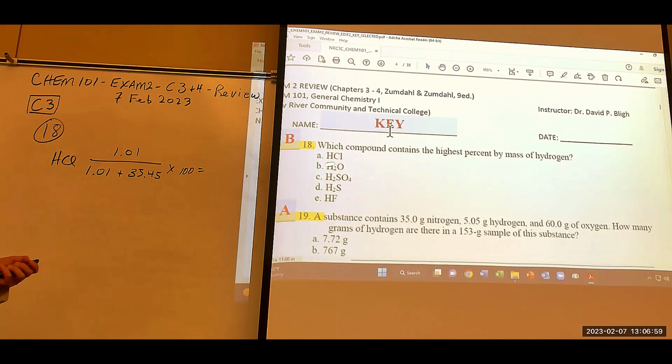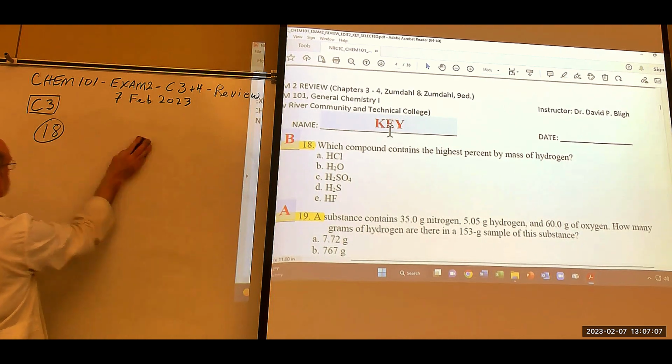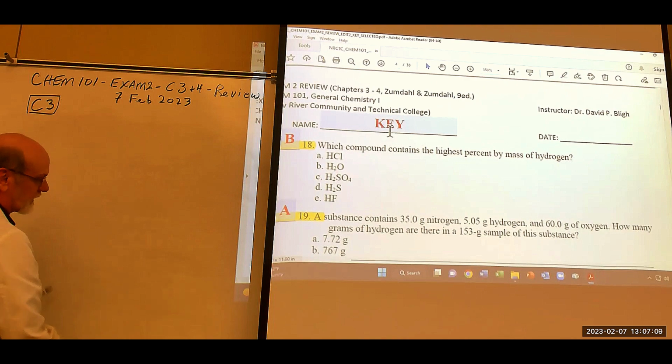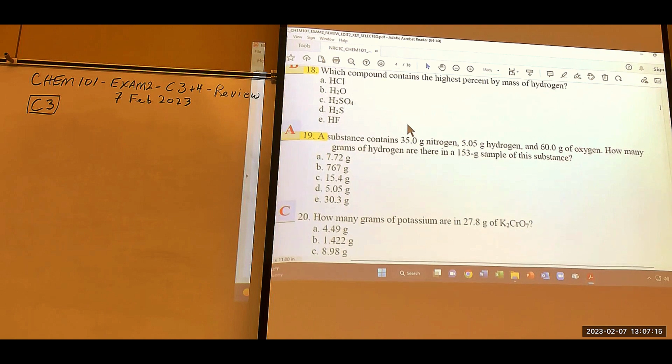Actually, you should be able to reason it out if you want to go that route. If you'd rather calculate it, that works too. Let me see. We need to do this one.